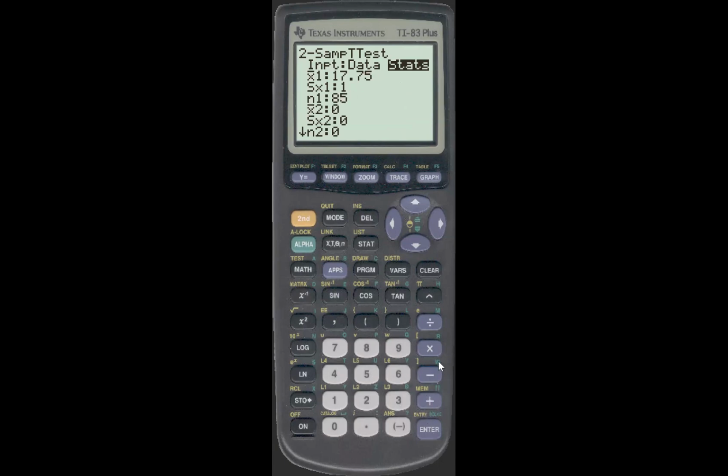Your X bar 2 is 17.25. Your S2 is 0.95. And then your N2 is 40. All right, and then we actually don't care about this part for the next one. Have you guys talked about pooled estimators yet? I'm not sure. So we'll just calculate it as is and see if one of the answers is there.